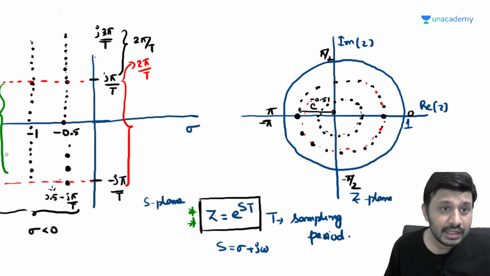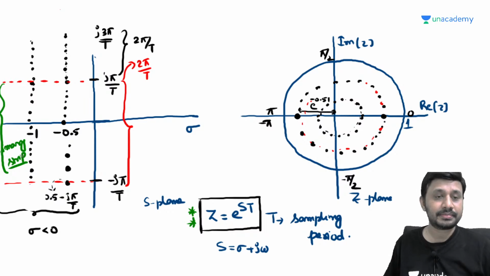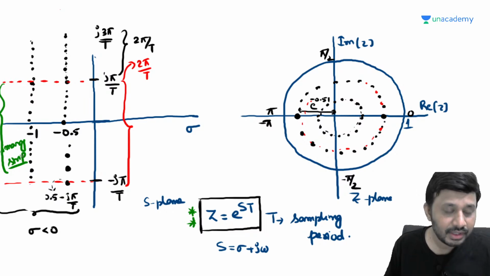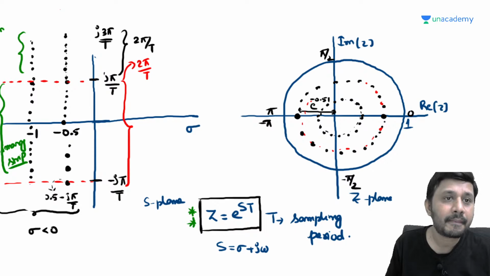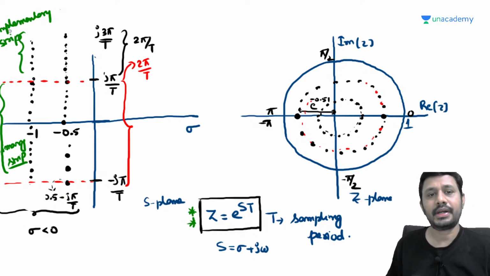What is it known as? Primary strip. And the strip from j pi by T to j 3 pi by T is called the complementary strip.